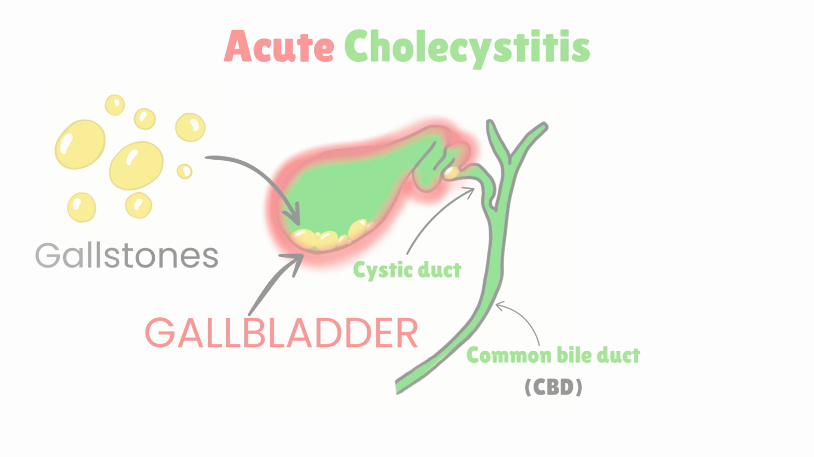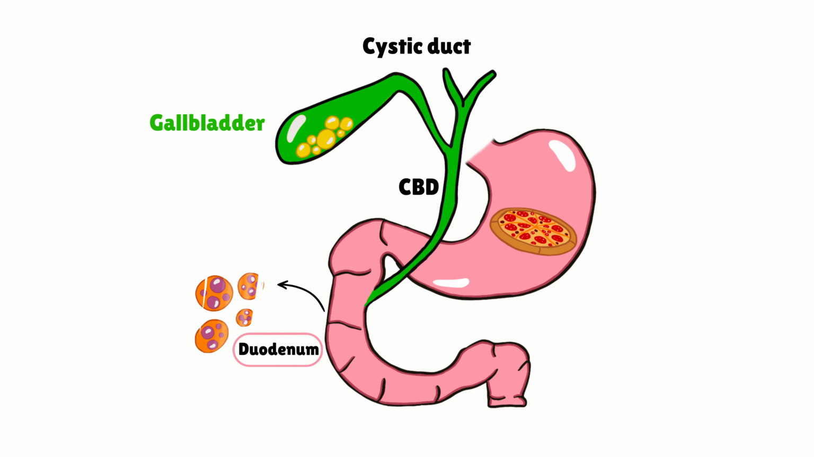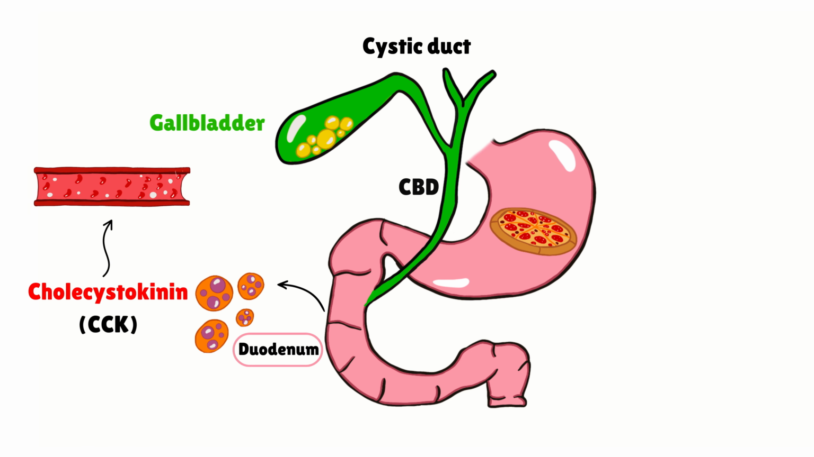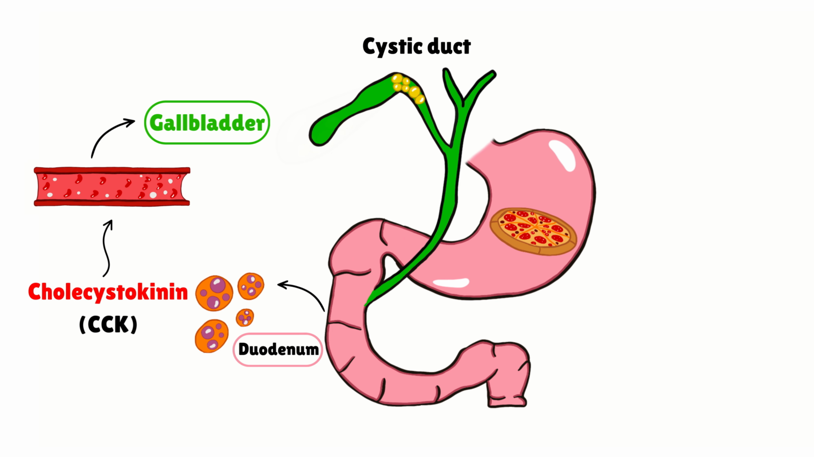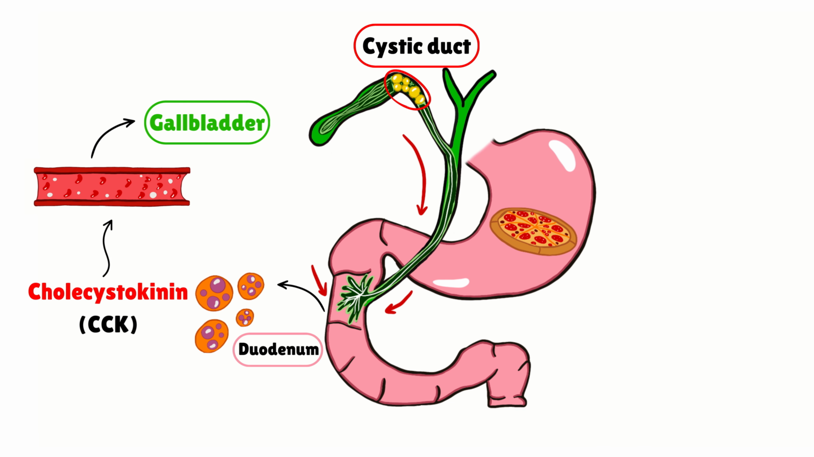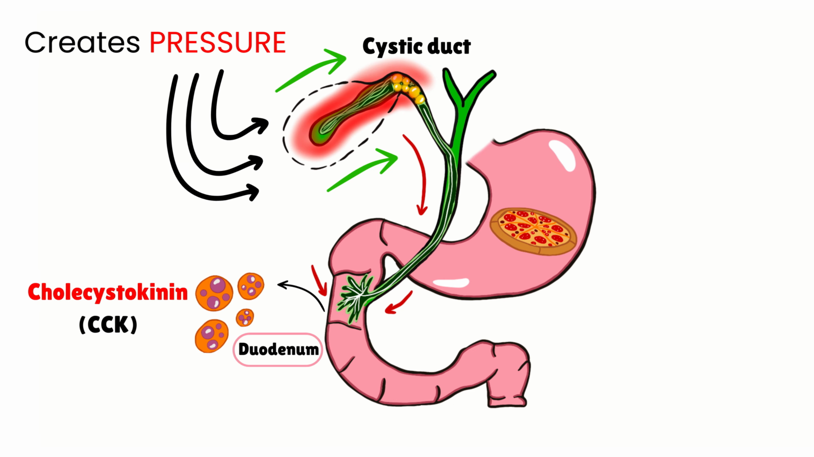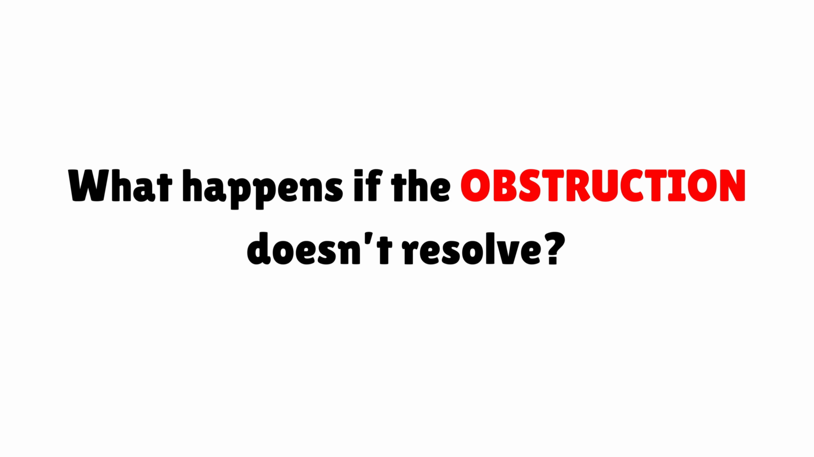Now imagine someone who already has gallstones and they eat a fatty meal, maybe something like a pizza full of cheese. In response to that meal, the small intestine releases a hormone called cholecystokinin, and this hormone travels through the bloodstream to signal the gallbladder to contract and release bile to help digest the fats from the pizza. However, if one of those stones gets pushed into the cystic duct and becomes stuck, bile can no longer flow out properly. The gallbladder keeps trying to contract against that obstruction, and as it does, pressure inside the lumen begins to build up. Now, what happens if that obstruction doesn't resolve?